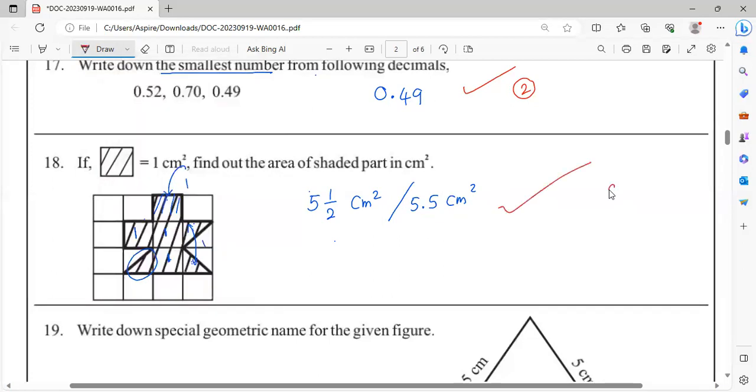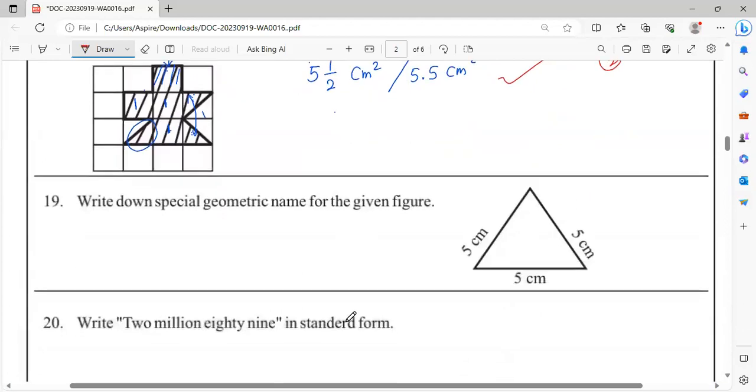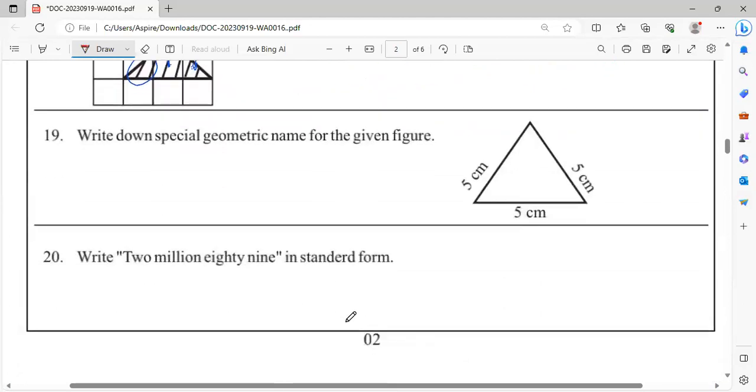If you have got this answer, you are given 2 marks. 19th one. Write down a special geometry name for the given figure. What is the special geometry? In the previous question also I mentioned the name of this. What is this?